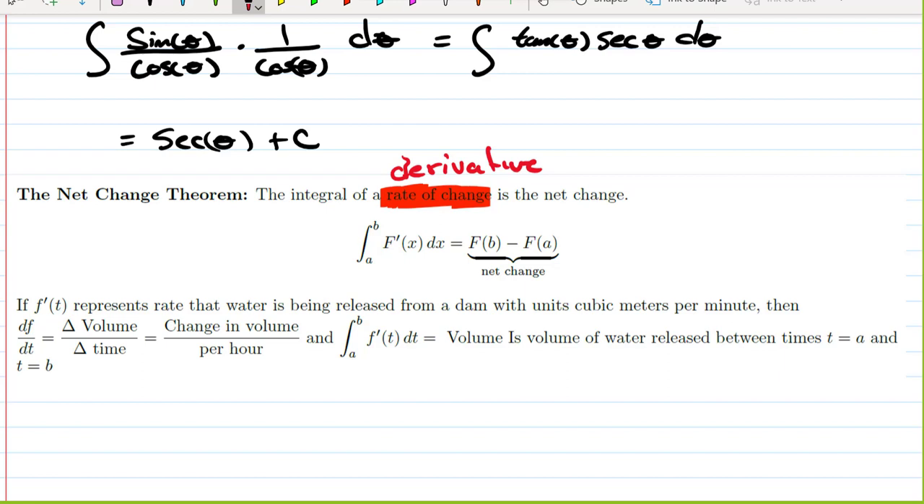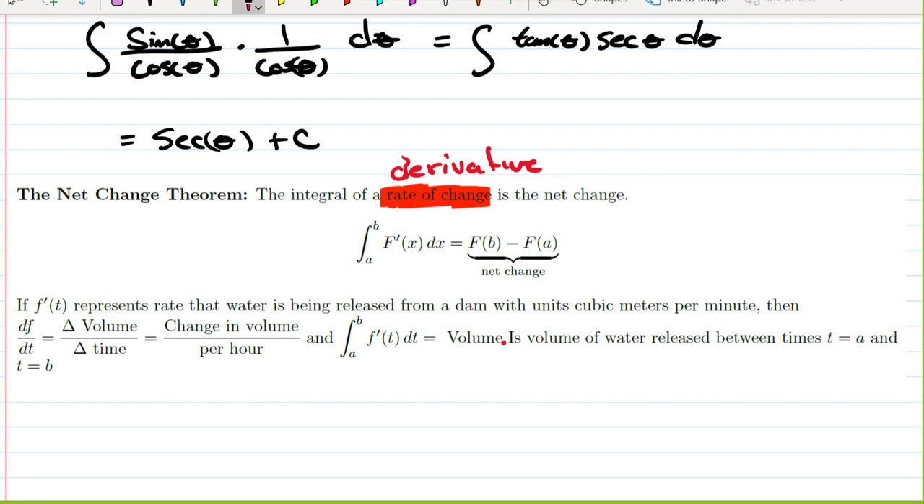So if f prime of t represents the rate at which water is being released from a dam with units cubic meters per hour, then df/dt, that's our derivative, is the change in volume over the change in time, which is the change in volume per hour. So if we integrate the change in volume per hour with respect to time, it gives us volume. So it is the volume of water released between times t equals a and t equals b.